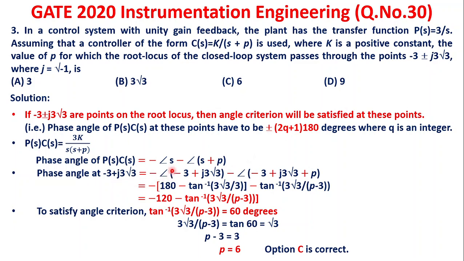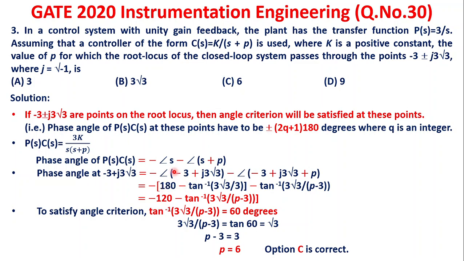So minus the phase angle of minus 3 plus j 3 root 3, minus the phase angle of minus 3 plus j 3 root 3 plus p. So minus 3 plus j 3 root 3 means real part negative, imaginary part positive, so we can find the angle as tan inverse of imaginary by real, keeping this as positive. After finding the angle, subtract from 180, that's the rule. Otherwise, in a modern calculator, we can even get these angles straight away, if we know how to use the calculator in complex mode.